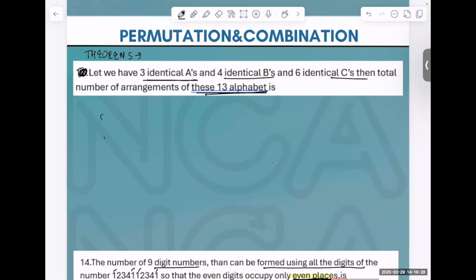13 factorial. Now the 13 alphabets. What do we do? 13 factorial divided by the number of times the things are coming equal. 3 is coming how many times? 3. 4 is coming how many times? 4. 6 is coming how many times? That's my answer. Is it clear or not?